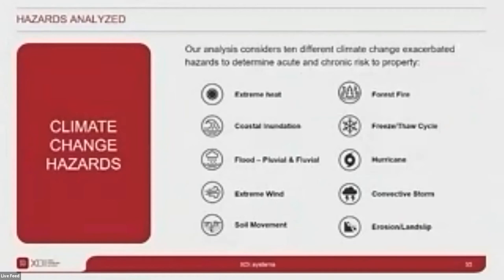So we do extreme heat, coastal inundation, flooding, wind, soil movement, forest fire, freeze thaw, which might affect Scotland actually. Hurricane, we're just bringing on now. The convective storm, we should get on probably early next year, and then we're going to start working on erosion next year.